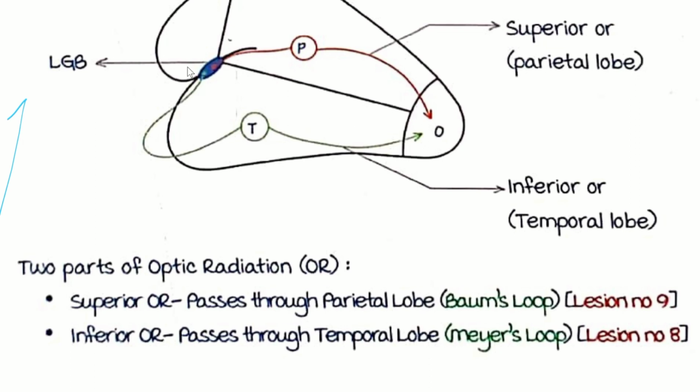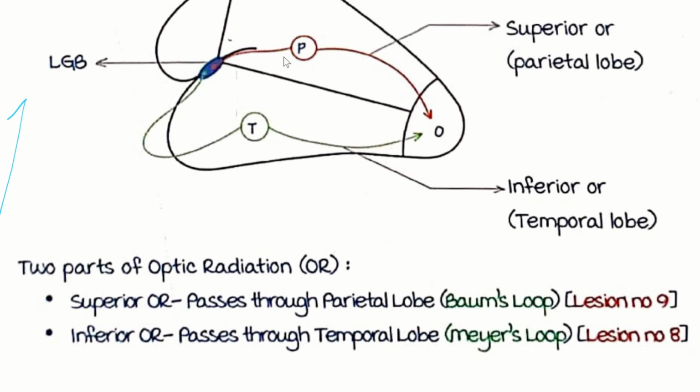Right, so from the lateral geniculate body, the optic radiations arise. There are two bundles. One bundle passes through the inferior temporal lobe, which is known as Meyer's loop. The next bundle, the superior optic radiations, passes to the parietal lobe, and both of them come together at the occipital lobe.